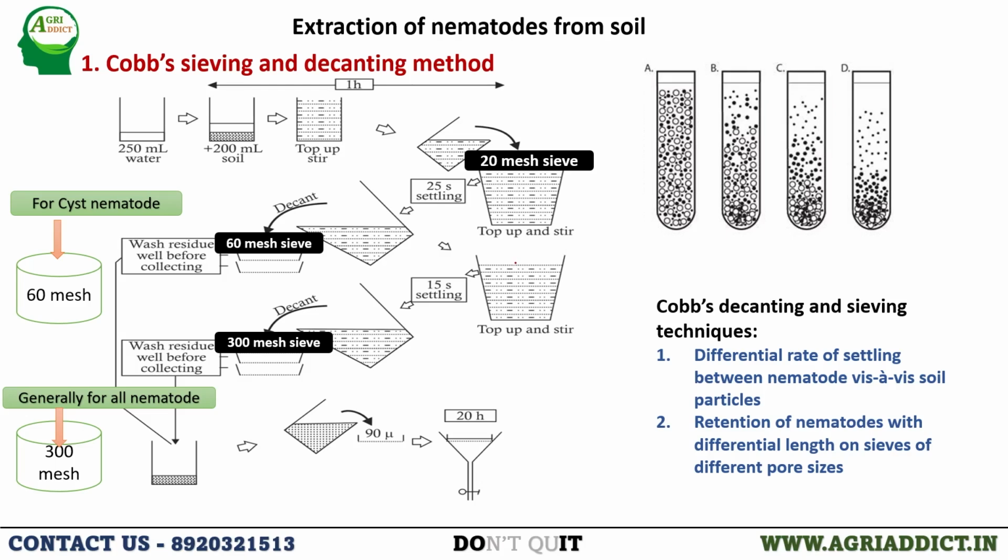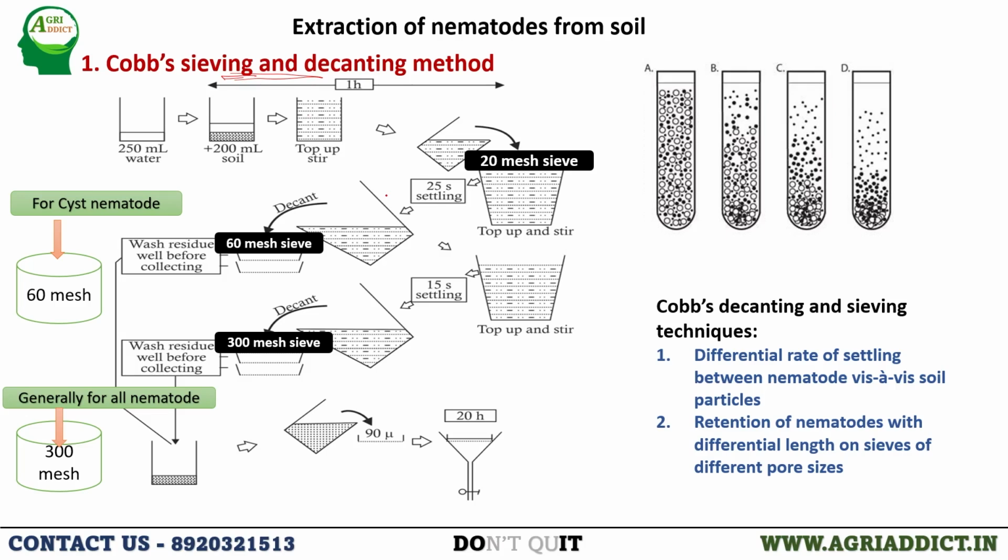After collection of the samples, you will go for extraction of the nematodes from those collected soil samples or root samples. The different methods used in the extraction of nematodes include Cobb's sieving and decanting method. This is the most important method which is normally followed in all cases of nematodes.